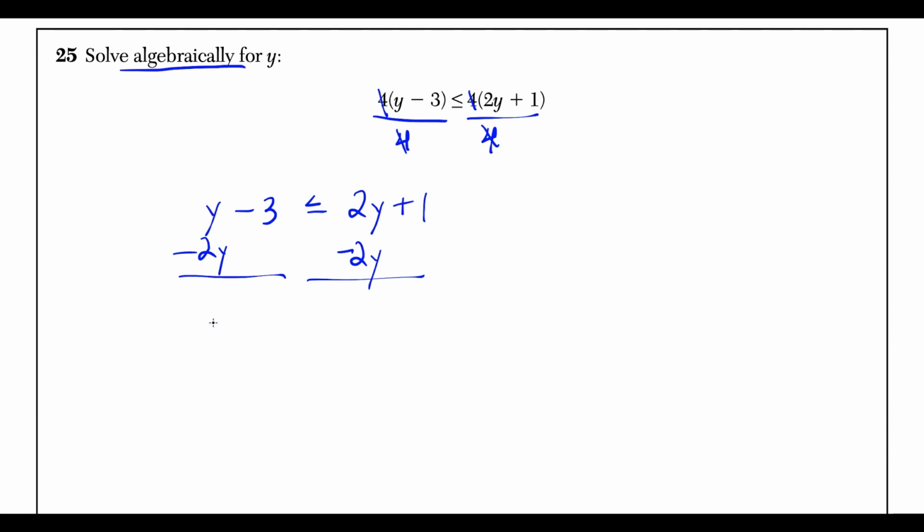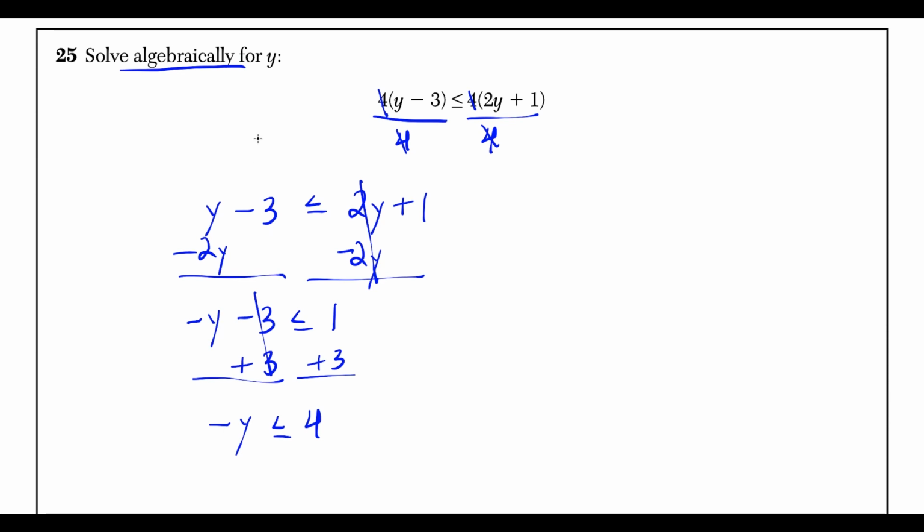So now we have y minus 2y is minus y. And then we have minus 3 is less than or equal to 2y minus 2y will cancel, and we'll be left with 1 here. So now we just add 3 to both sides. And that brings us to this step. So we have minus y, and then negative 3 plus 3 cancels, is less than or equal to 4.